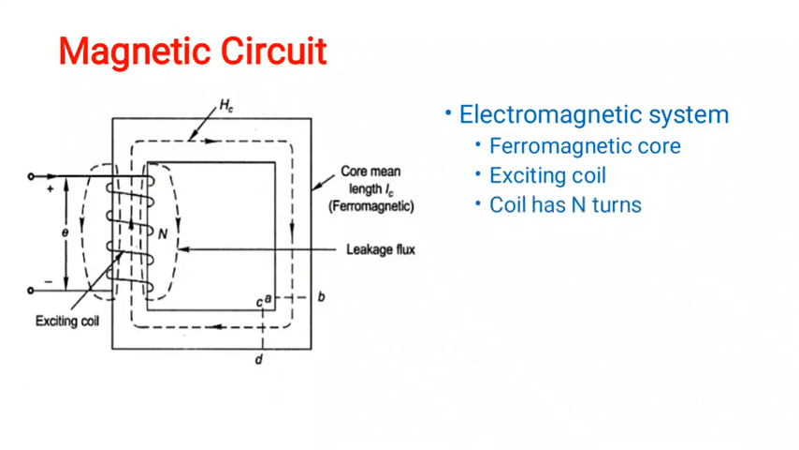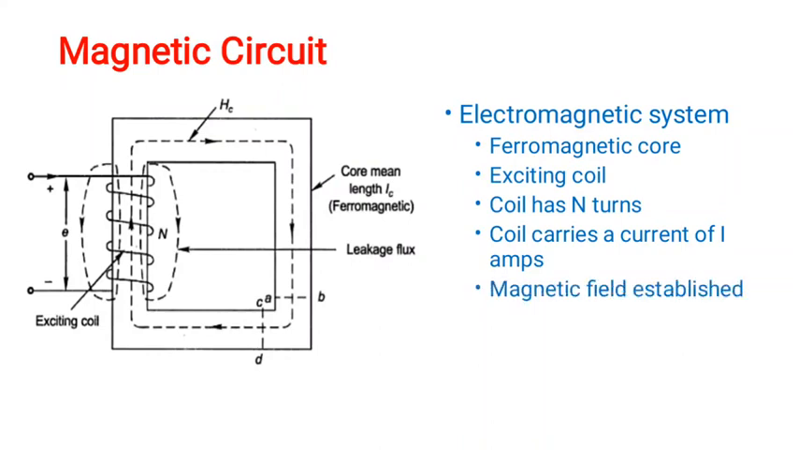The coil has N number of turns, like this. The coil carries a current of I amps. If the coil carries 5 amps of current, it is told as I amps. Let us take it as 5 amps.